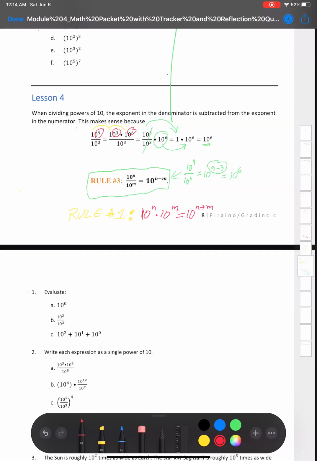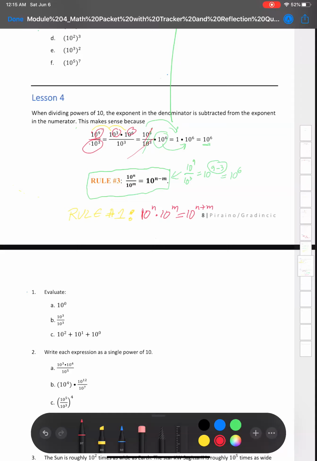Now a whole lot of other numbers will add up to 9. 1 and 8 adds up to 9. 2 and 7 adds up to 9. But the reason the sample problem chose 3 and 6 is because on the bottom here we have 10 to the 3rd, right? So if we break down the top part into 10 to the 3rd and 10 to the 6th, then as you see, we get to cancel part of it. It makes our life a lot easier.